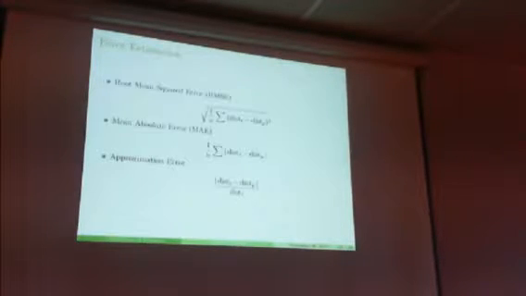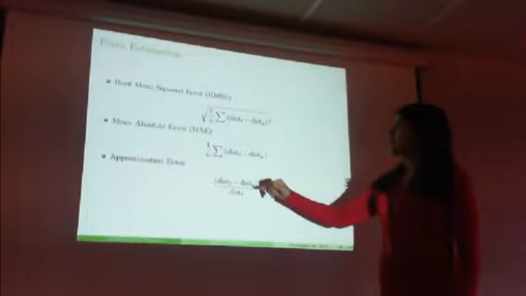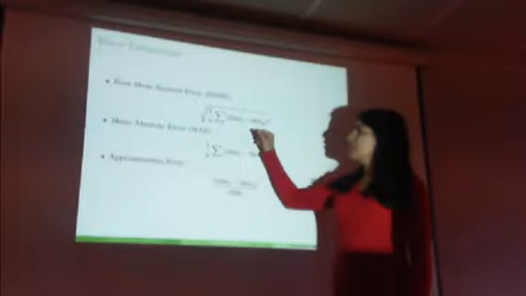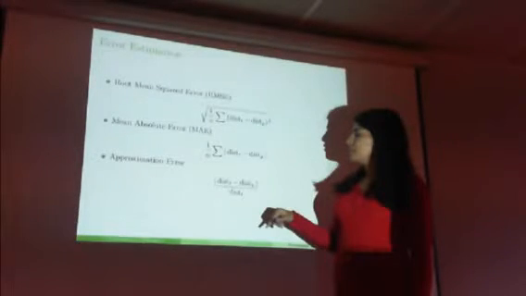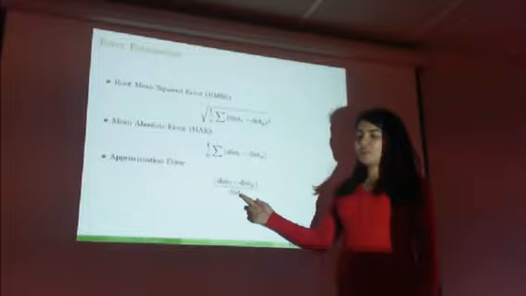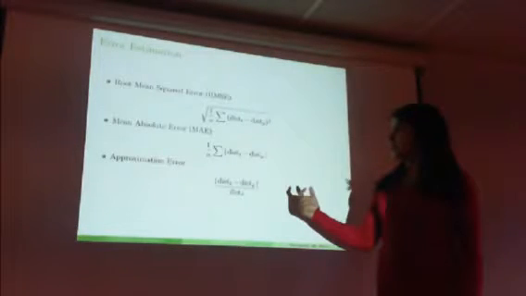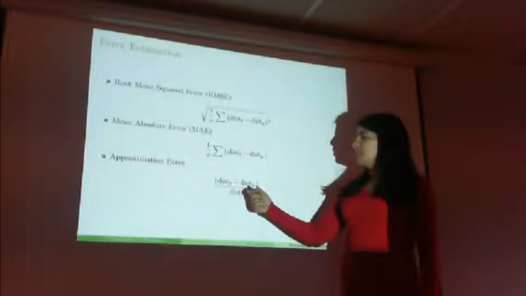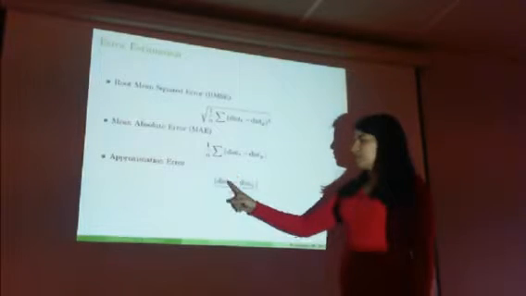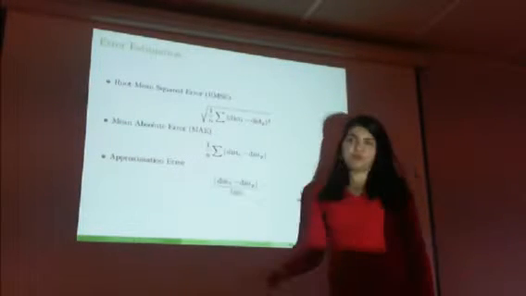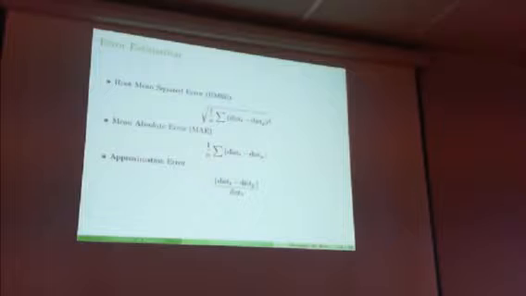So to estimate the error, I use 3 measures. First one is mean square error, root mean square error. The second one is mean absolute error, and the third one I found in one of the state-of-the-art papers: they find the subtraction between the prediction and the true value, and then divide it by the true value. And they call it approximation error.